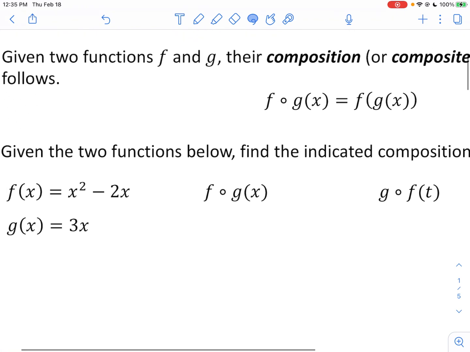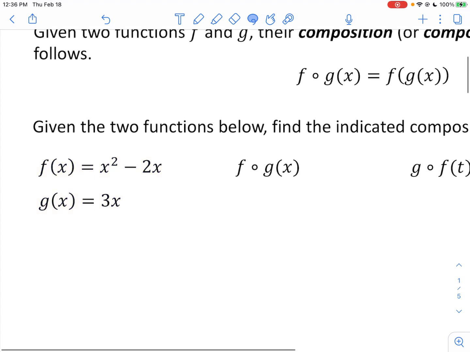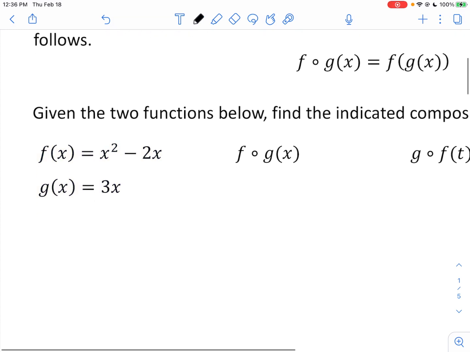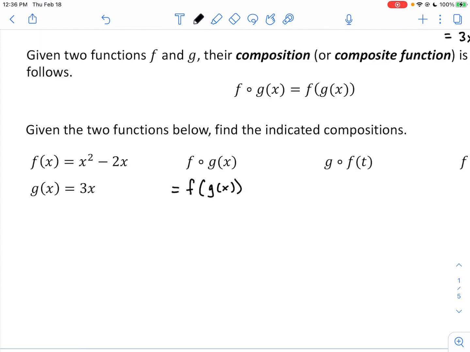Okay, so using these two functions here, f will be x squared minus 2x and g will be 3x. Let's go ahead and practice what fog is for this particular case. So I'm going to rewrite this as f of g of x. And what we're going to do is we're going to take the g of x function, which is 3x, and we're going to plug it in for each x in the f of x function. So you could also write this as simply doing f of 3x.